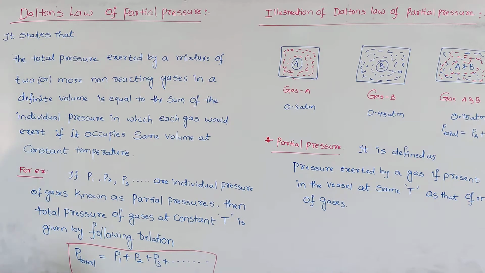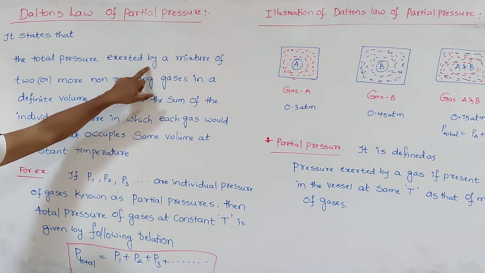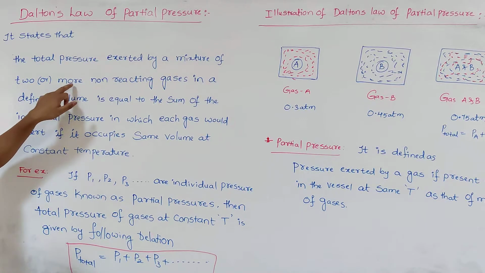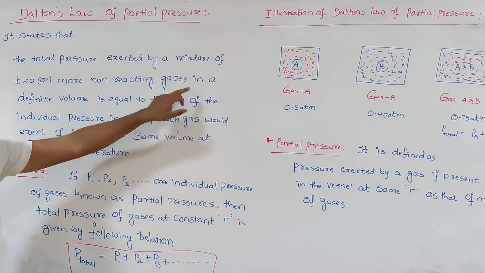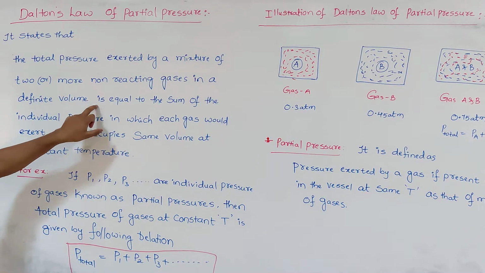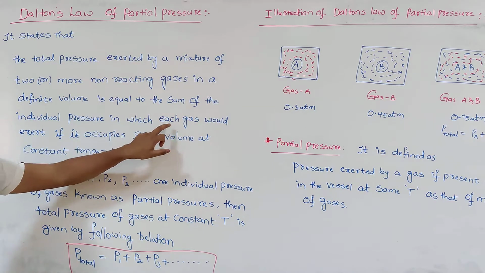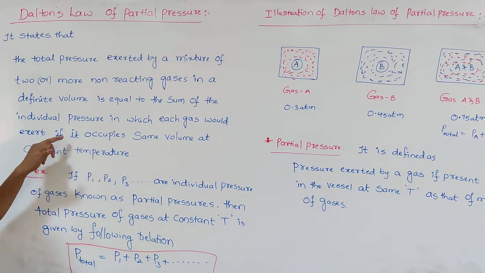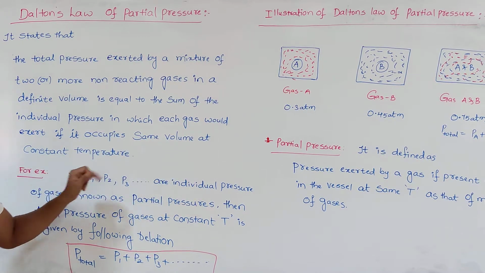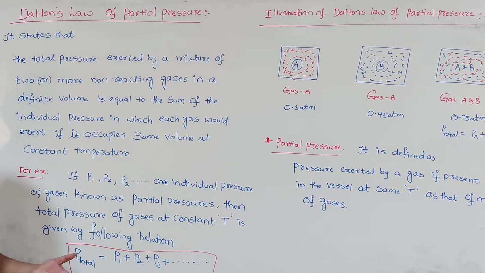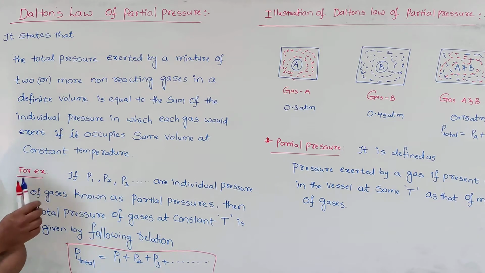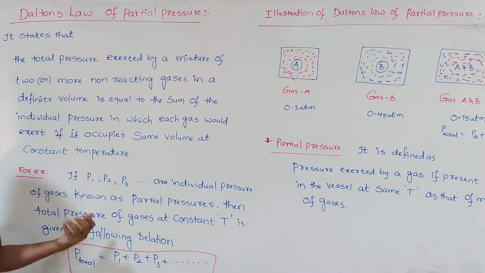It states that the total pressure exerted by a mixture of two or more non-reacting gases in a definite volume is equal to the sum of the individual pressures which each gas would exert if it occupied the same volume at constant temperature. It may seem confusing, but when we take an example it is easily understood. Here, for example, P1, P2, P3 are the individual pressures of the gases. These are known as partial pressures.